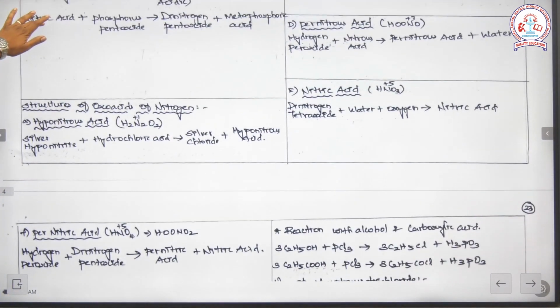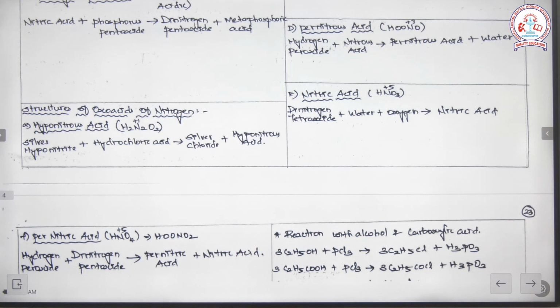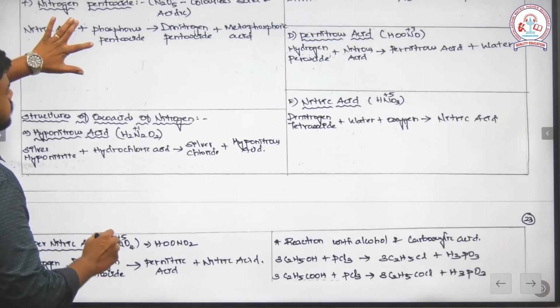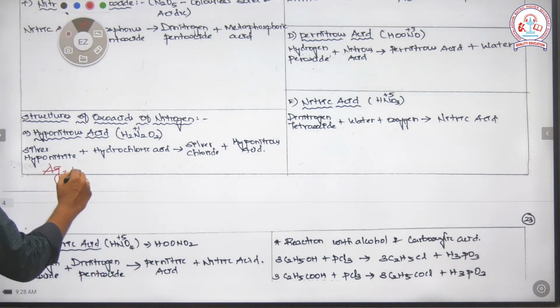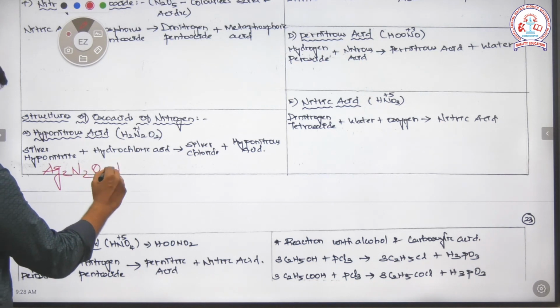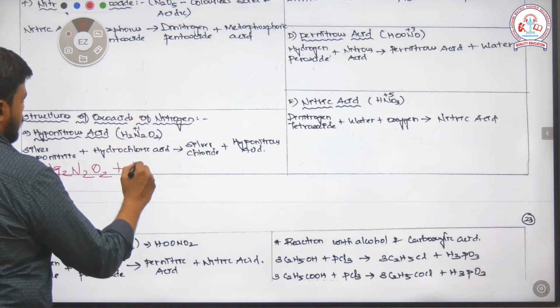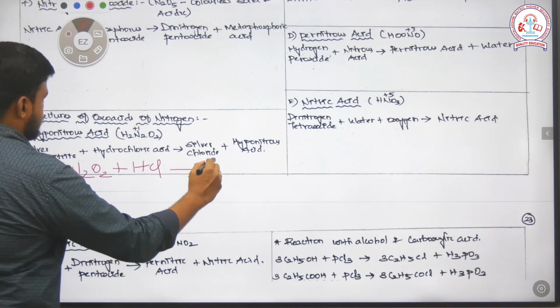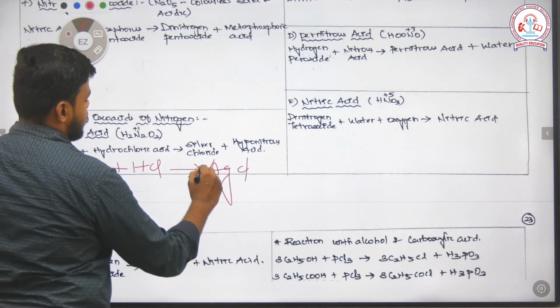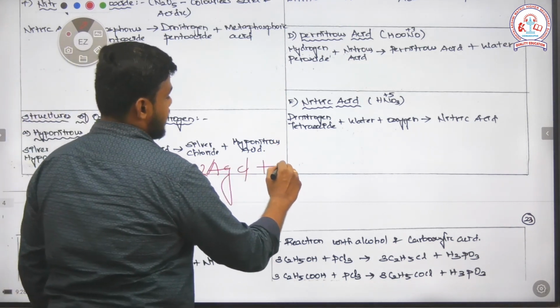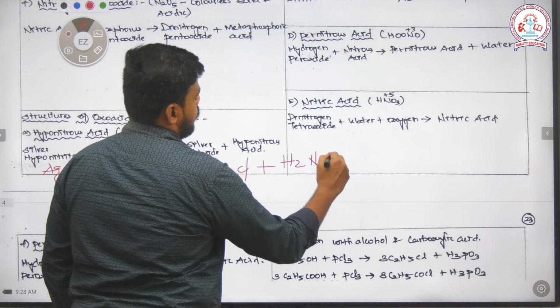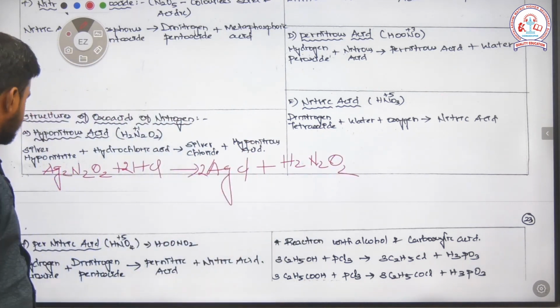The structures of the oxides of nitrogen include hyponitrous acid. So silver hyponitrite, which is Ag2N2O2, plus HCl forms AgCl. 2 molecules of Ag will take 2 molecules of Cl from HCl, and hydrogen will replace the silver. So it becomes H2N2O2. So this is your hyponitrous acid.